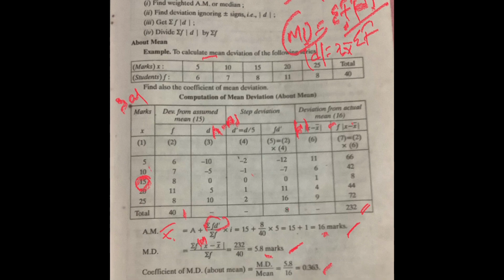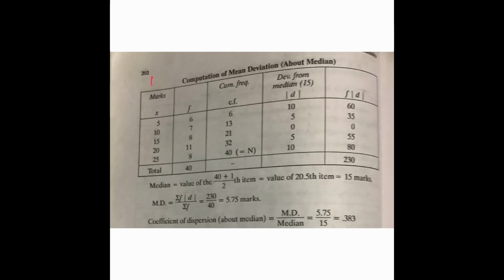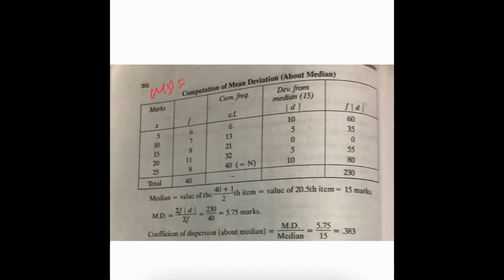Now the same question you can also do by calculating mean deviation about median. Computation of mean deviation about median. The formula is the same thing. So MD is equal to summation f d modulus divided by summation of f. So d modulus here is x minus median. You need the median. So we have copied the same thing from earlier, x and f.